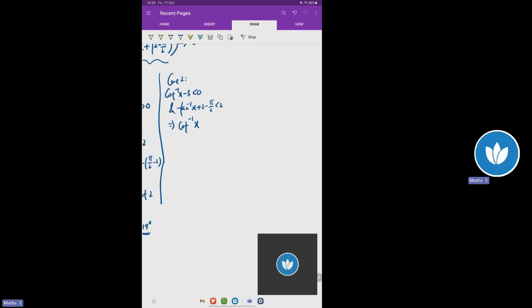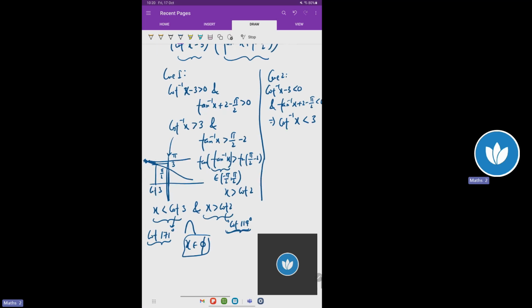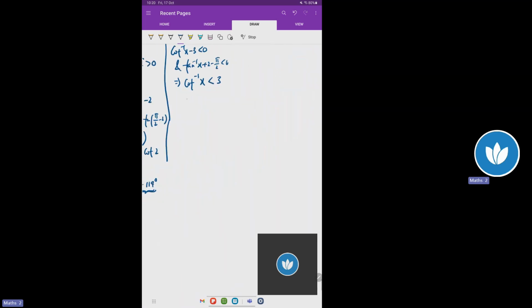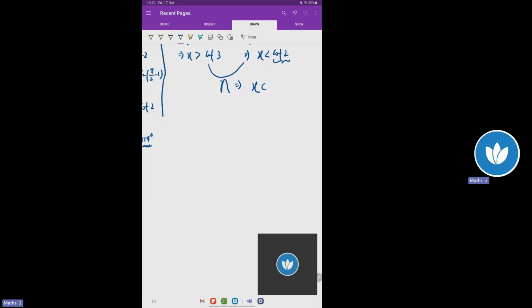Now let's investigate the other case, cot inverse x less than 3. From this we can write x is greater than cot 3, and tan inverse x less than 2 minus pi by 2, so after taking tan we can write x is less than cot 2. If you take the intersection here, it is possible, because cot 2 is a less negative number and cot 3 is a more negative number. So its intersection would be cot 3 to cot 2. Match the correct option accordingly.